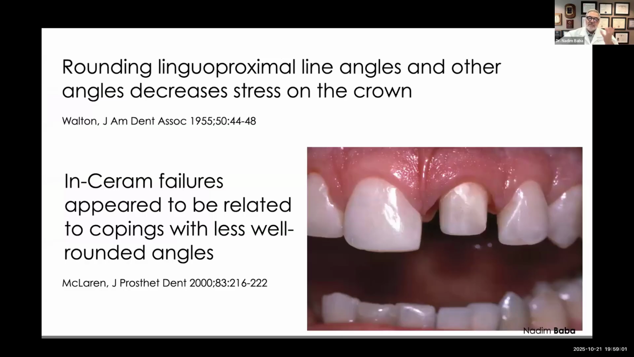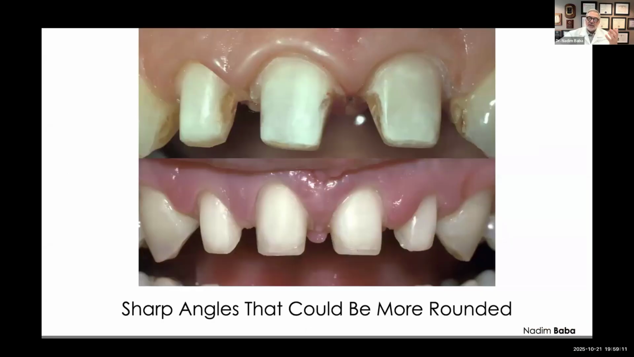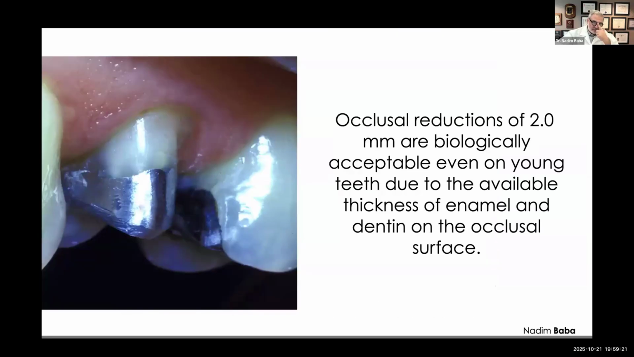Again, you have to round everything. Everything needs to be smooth. Scanners don't read sharp angles, and milling machines cannot mill sharp angles. Everything has to be round and clean. Sharp angles could be rounded, and it's very important to do that. Look at your preps and then make sure you round everything.